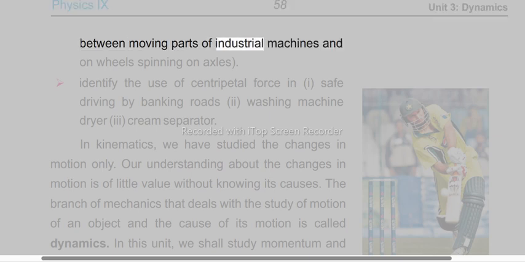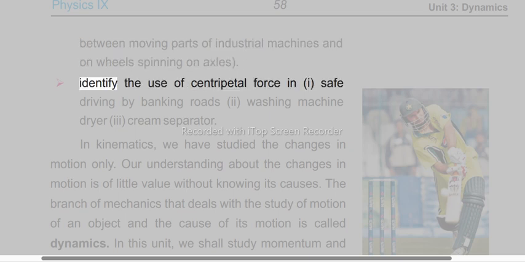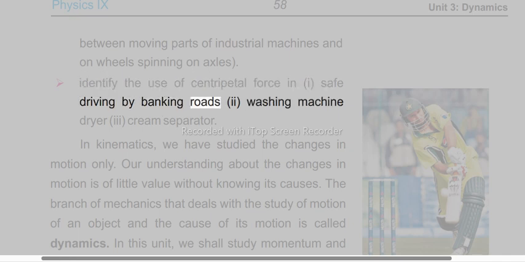Between moving parts of industrial machines and on wheels spinning on axles. Identify the use of centripetal force in: 1, safe driving by banking roads, 2, washing machine dryer, 3, cream separator.